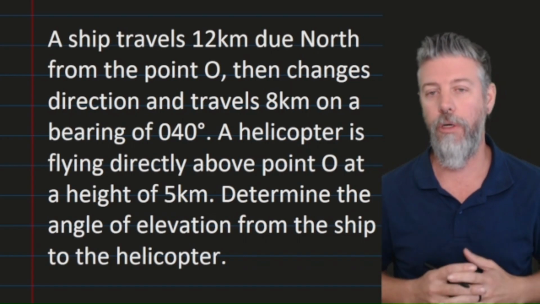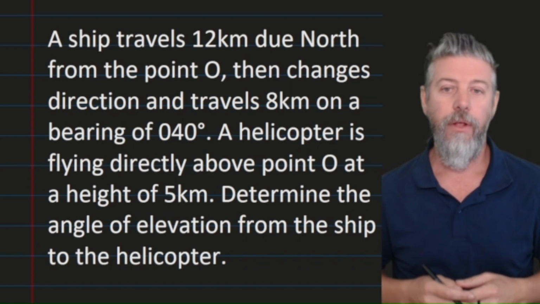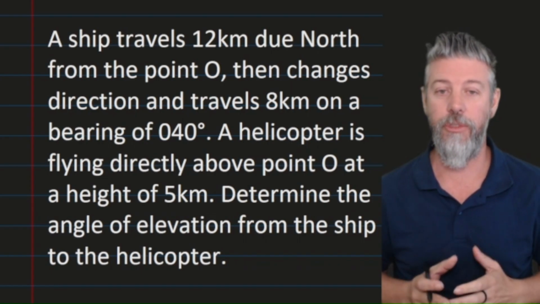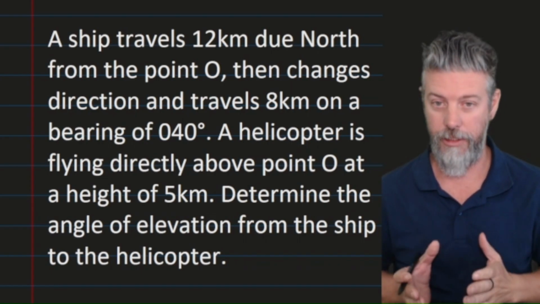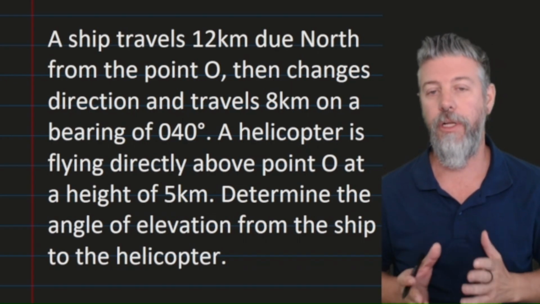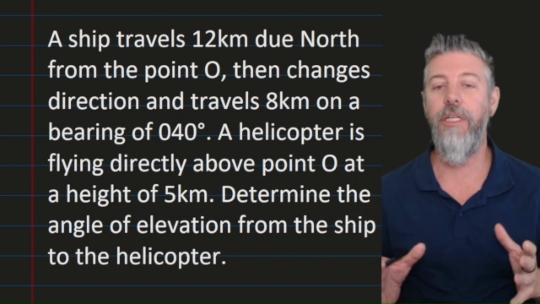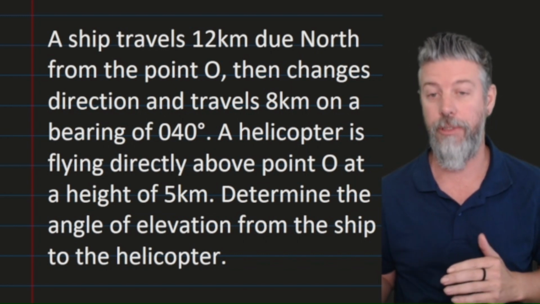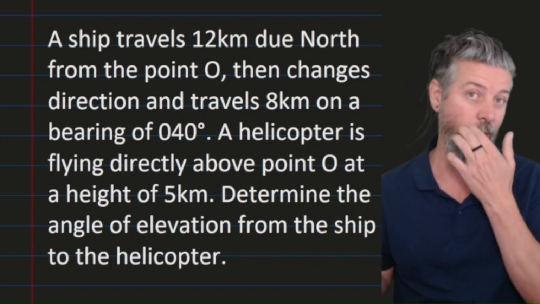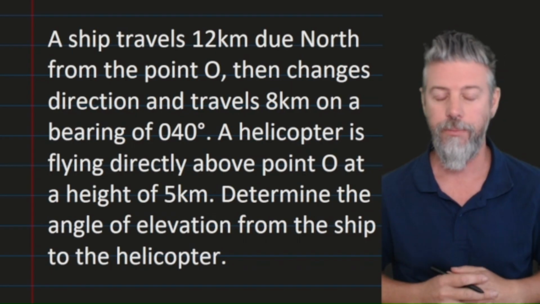A ship travels 12 kilometers due north from the point O, so the origin, then changes direction and travels 8 kilometers on a bearing of 40 degrees, true bearing, because it's a 3-figure bearing there. A helicopter is flying directly above point O at a height of 5 kilometers. Determine the angle of elevation from the ship to the helicopter. So we're looking back to the origin, but up at this helicopter.